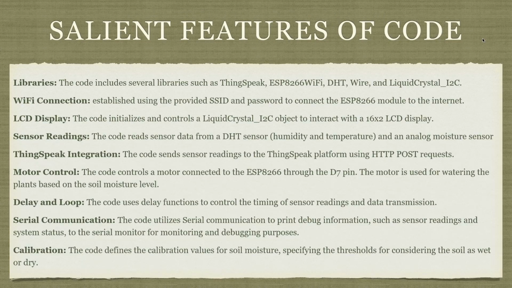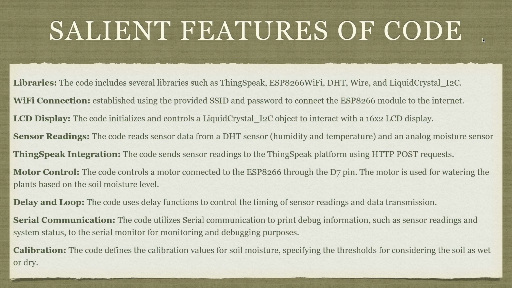Moving on, we also coded a program so that our project is fully functional. These were the components of the code. The libraries which we imported were ThingSpeak, ESP8266 WiFi, Wire, and LiquidCrystal I2C. ThingSpeak was for the IoT platform. ESP8266 WiFi was to establish the WiFi connection for the Node MCU module. The DHT library was to record the humidity and temperature readings from the DHT11 sensor, and LiquidCrystal I2C was to display it on the LCD display.